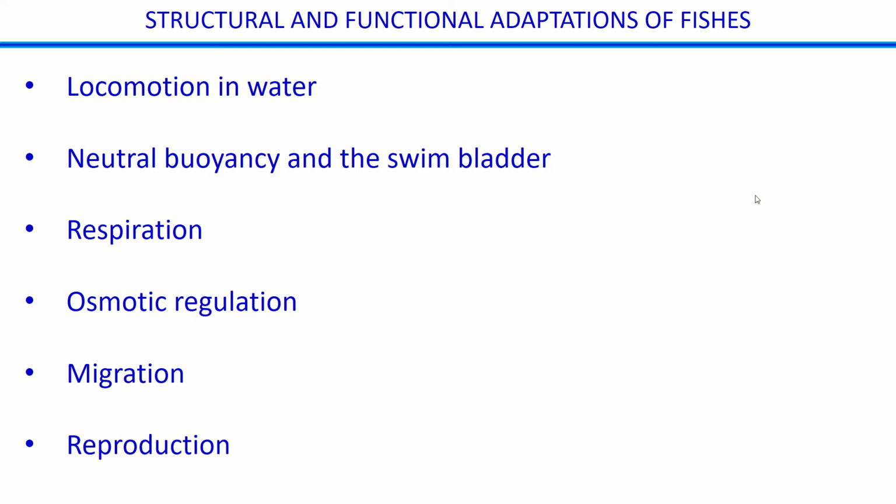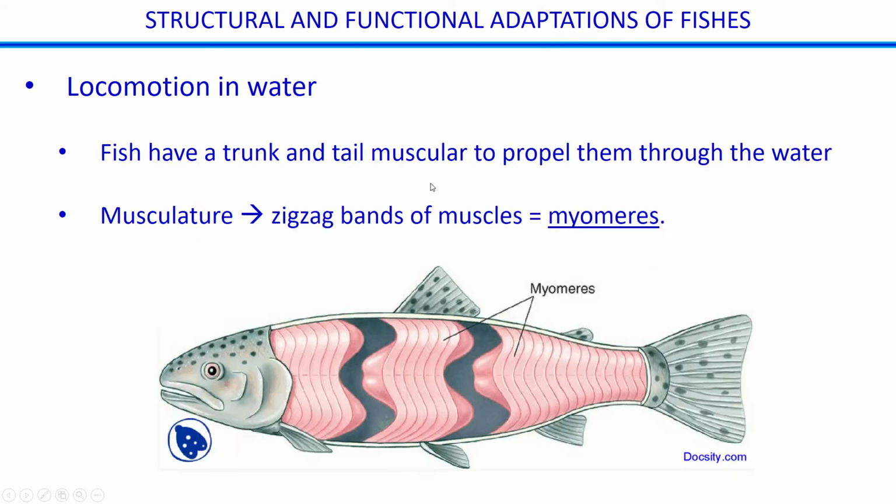We're going to be talking about locomotion in water, neutral buoyancy and the swim bladder, respiration, osmotic regulation, migration, and reproduction. Okay, those are the different components. I am recording this, guys, and I will load this onto the Dropbox, the lecture as well, when we're done. First of all, locomotion in water.